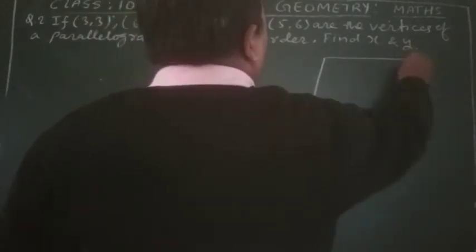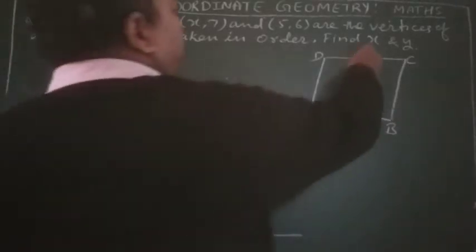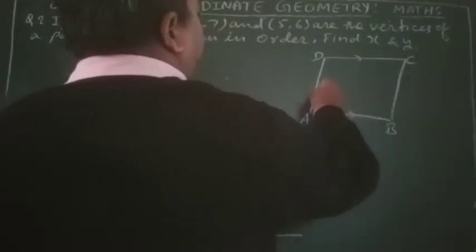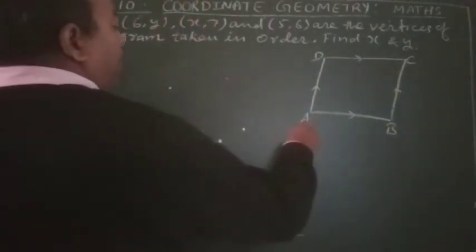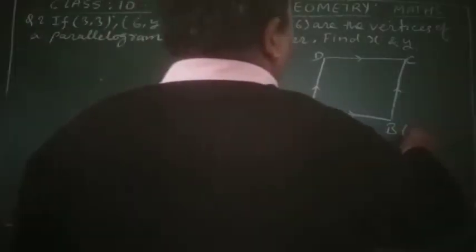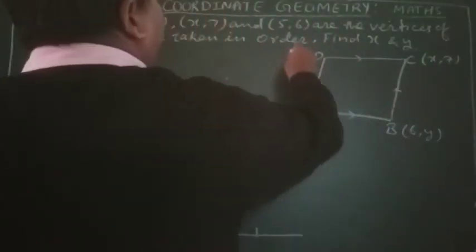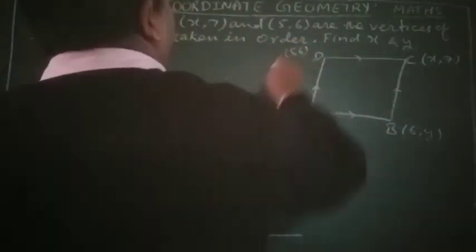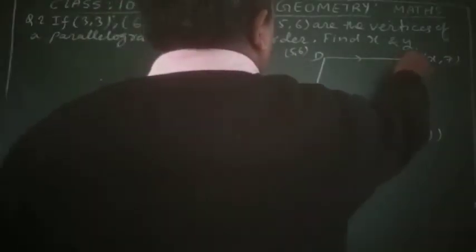The points A, B, C, D behave like the vertices of this parallelogram. Now AB is parallel to CD, and AD is parallel to BC. The coordinates are A (3, 3), B (6, y), C (x, 7), and D (5, 6). We have to find the value of x and y.